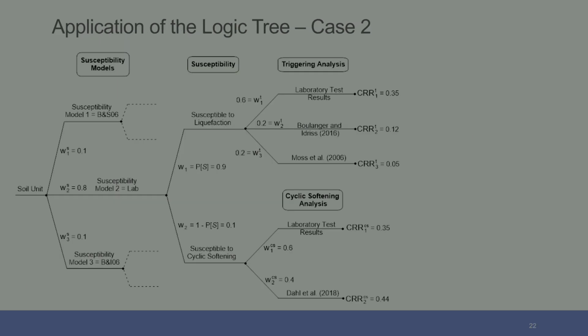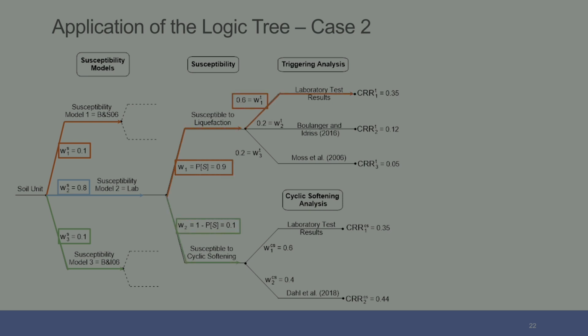And now, since we have a third model based on our lab results, we can use it in our logic tree framework. So we have Bray-Sancio's, we have Boulanger and Idriss's, and we have the lab model. We are trusting the lab model more because, like I said, if it's possible, just sample it and perform cyclic tests. Then these are the assigned probabilities.